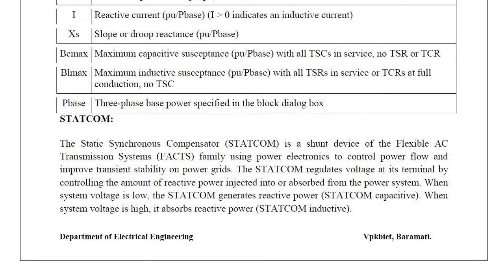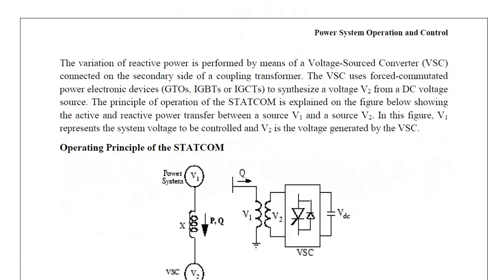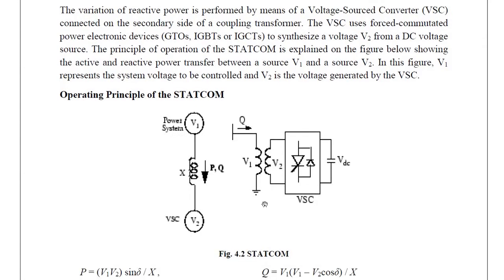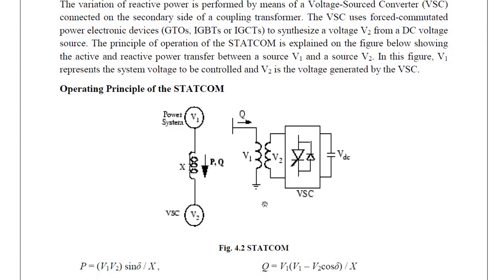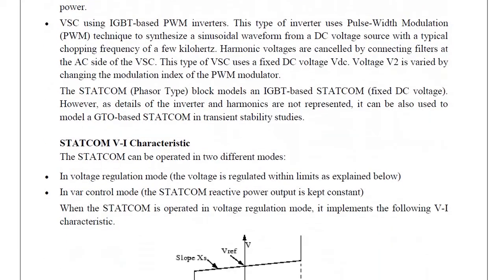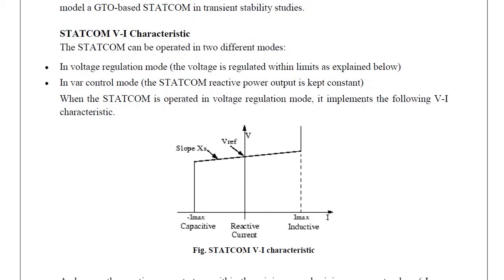STATCOM means static synchronous compensator. This is a shunt device used in flexible AC transmission systems. Okay, now this is just the theoretical part of STATCOM. This is the circuit diagram of STATCOM. Here we need the active power and reactive power components of STATCOM. Okay, now these are the STATCOM VI characteristics, also called STATCOM characteristics.